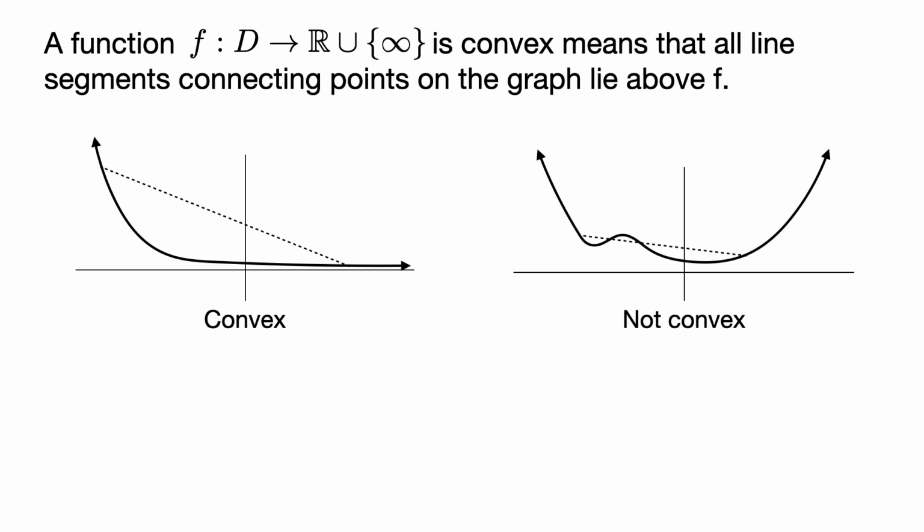Here's a case where I've chosen 2 points on the graph of the function. The graph dips above the line segment connecting those 2 points, therefore this function is not convex.